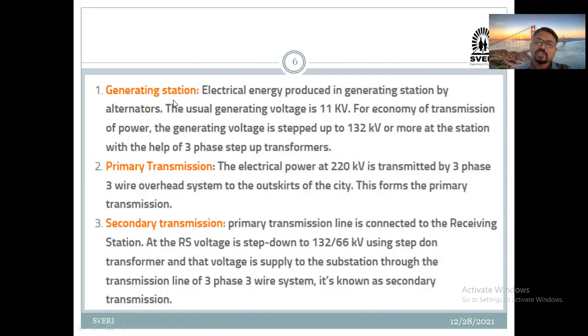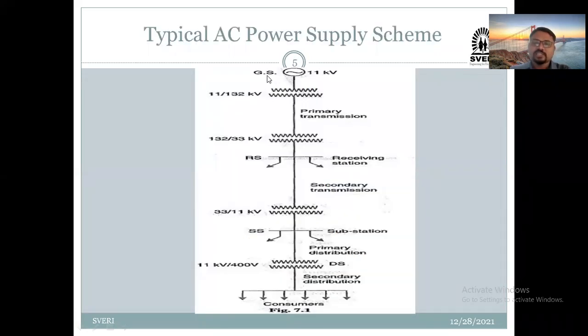First part is nothing but the generating station. So in the generating station, what happens? We generate the electrical energy, usually with the help of an alternator, or you can say an AC generator. Yesterday I told you, in the generating station we are generating. See here, GS is written. G.S. stands for generating station. So we generate the electrical energy in the generating station with the help of an alternator, or AC generator.